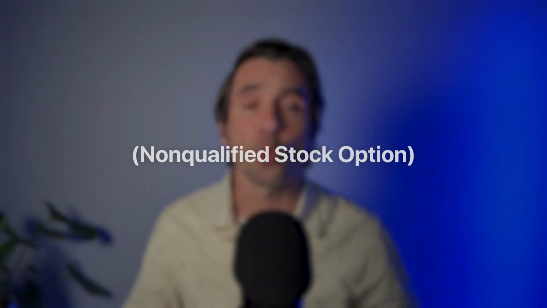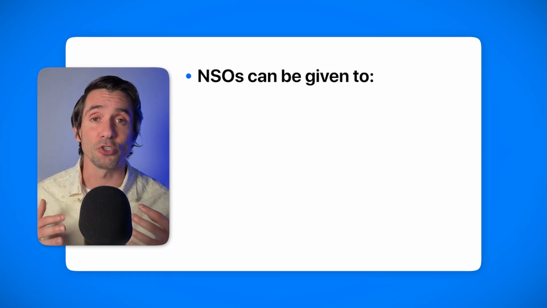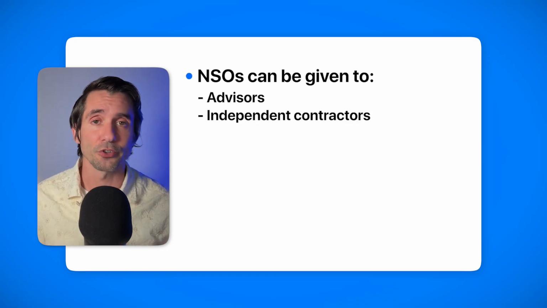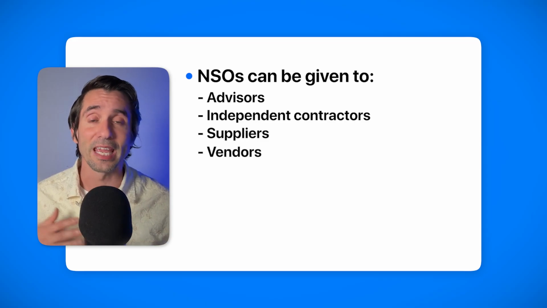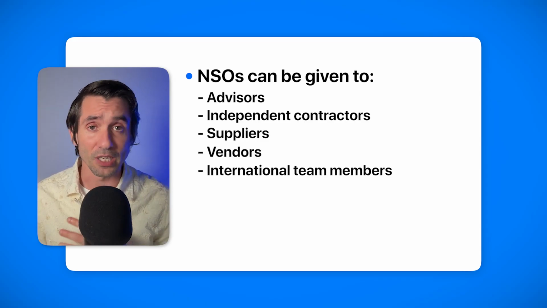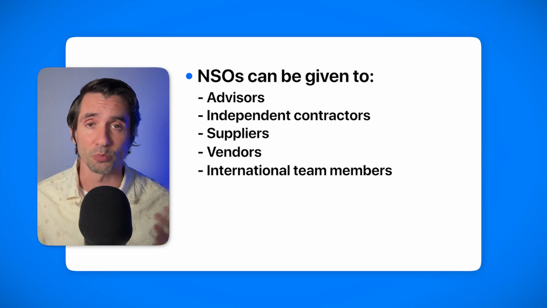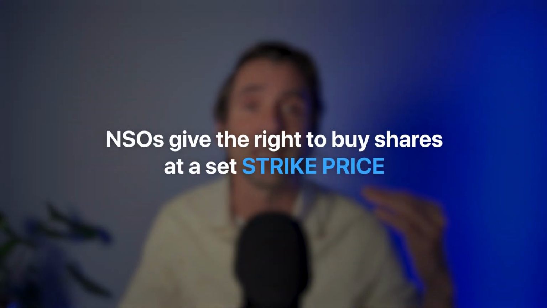NSO stands for non-qualified stock option. These can be given to advisors, independent contractors, suppliers, vendors, and international team members, and essentially anyone who isn't a full-time US employee. ISOs can't be issued to those people, so NSOs are your only real option. And like ISOs, NSOs give the right to buy shares at a set strike price. The mechanics are similar, but the tax treatment is completely different.